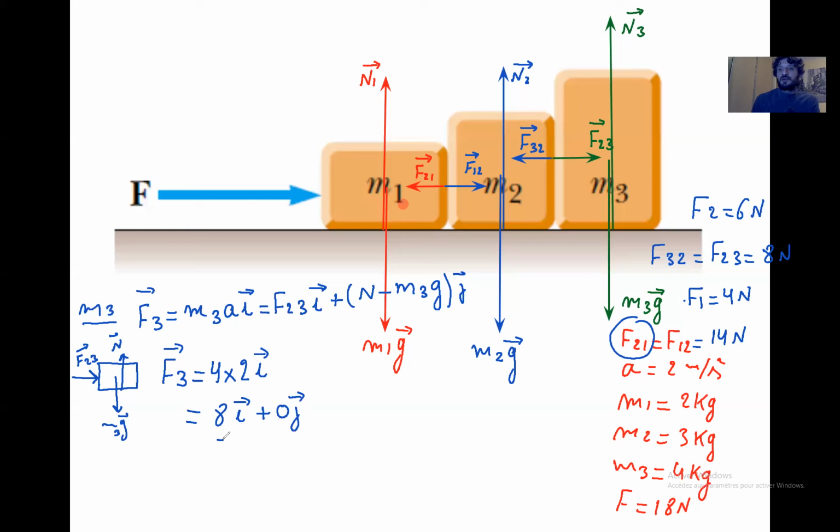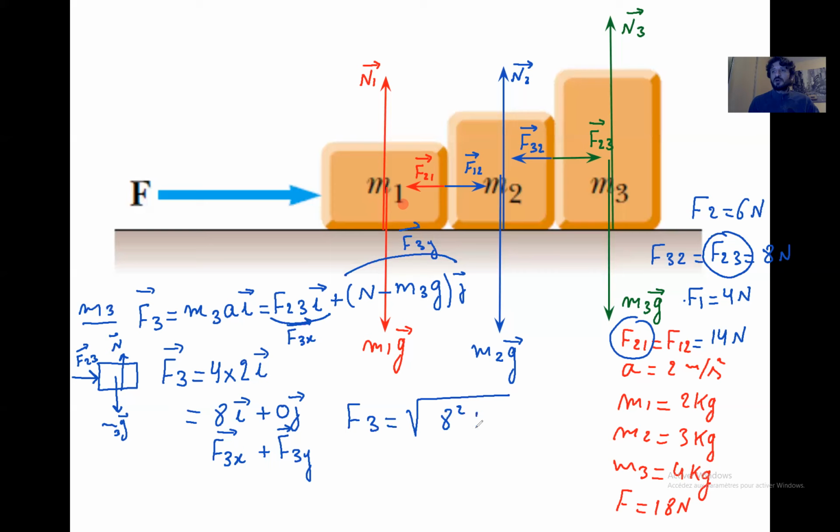So here we have F3x plus F3y. And the same to compare, this one is F3x and this one is F3y. We don't need to calculate more, that's enough, because we calculated F23. It's here, F23 equals 8. Now I just need to calculate the magnitude of F3, which equals the square root of 8 squared plus 0, we get 8 Newton. So the total F applied on M3 equals 8 Newton. Okay, this is the answer.